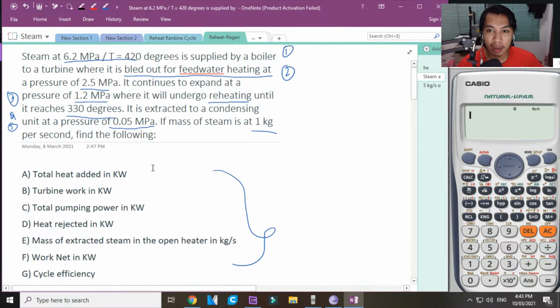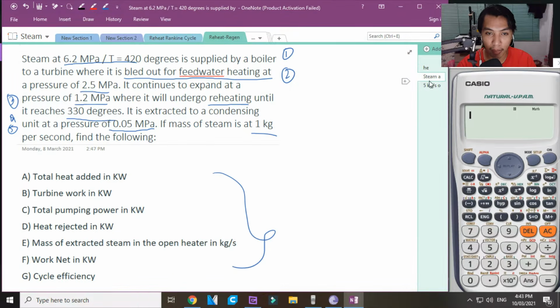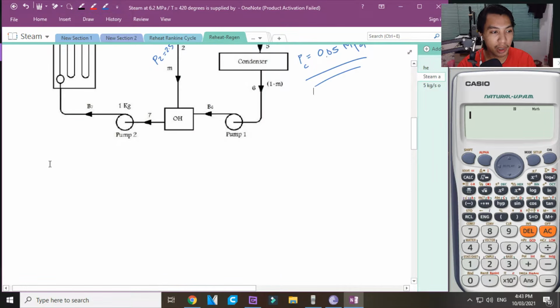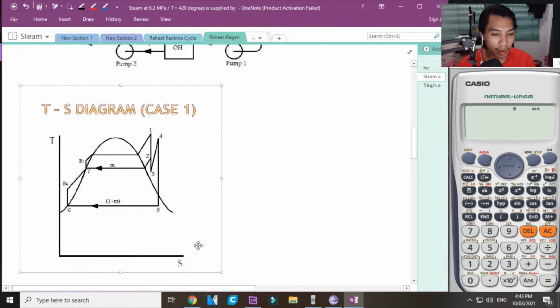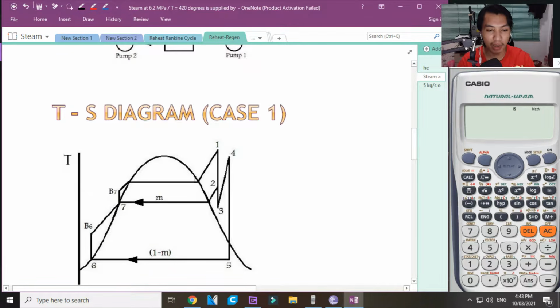Okay? And then, since that is case 1, might as well, kopyahin na rin natin itong buong TS diagram ng case 1. Marami pang problem dyan na kailangan nating isolve. So, I have to paste this one. Yan, lakihan natin para mas maintindihan natin. This is case 1. Okay, papaliwanag natin dito. Baguhin muna natin yung notations. Burahin ko to. I-recap na natin. This is 7, this is 8, this is 9. So, you have 9 enthalpies all in all.